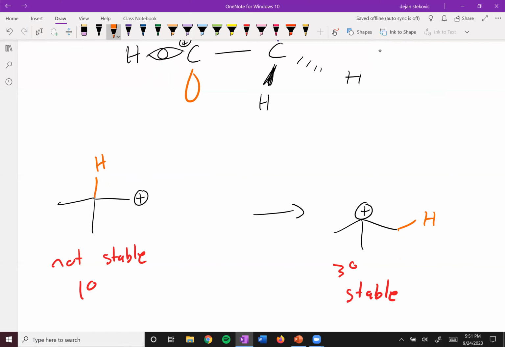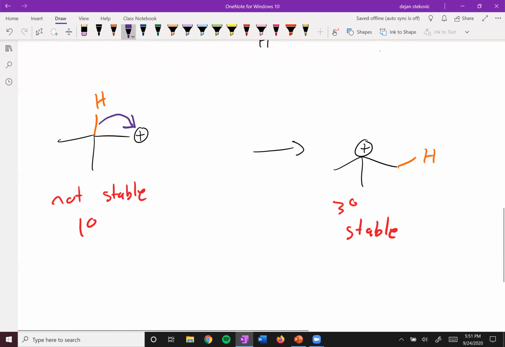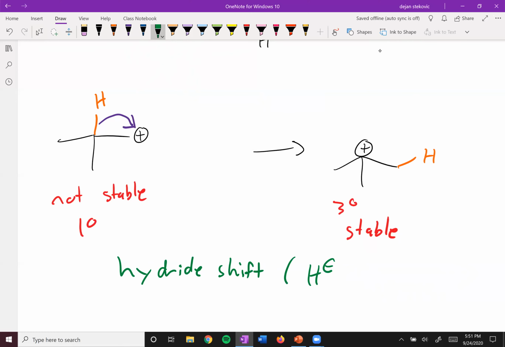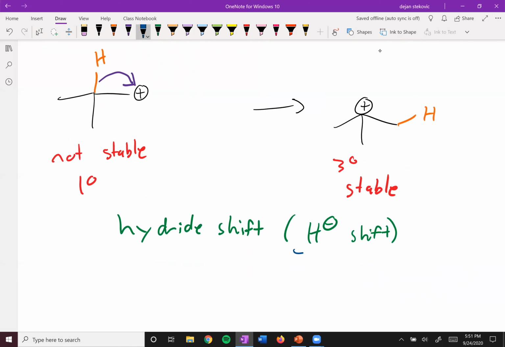And this is what's known as a hydride shift. So basically what happens is this bond here moves over with this hydrogen to give our product. So again, this is called a hydride shift. A hydride is an H minus, right? So it's a hydrogen with 2 electrons. And so this can commonly occur.